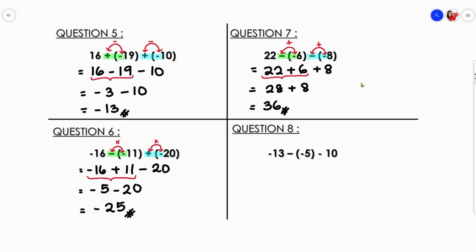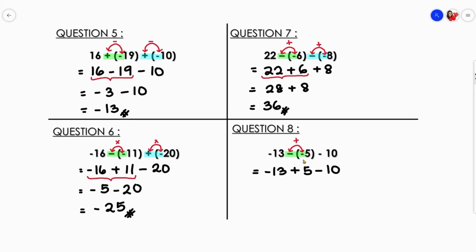Right, final question. The first section where the symbols are separated by a bracket is here. That's the only section, so we just have to multiply this one. The other parts of the question don't have any brackets. So here, negative times a negative will give you a positive. Go ahead and rewrite the question. So you're going to get negative 13 plus 5 minus 10.